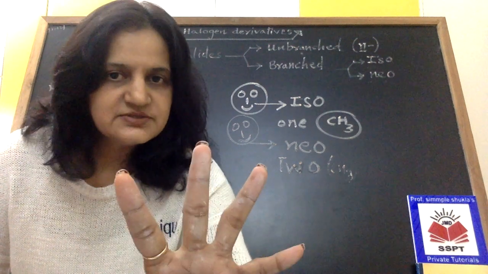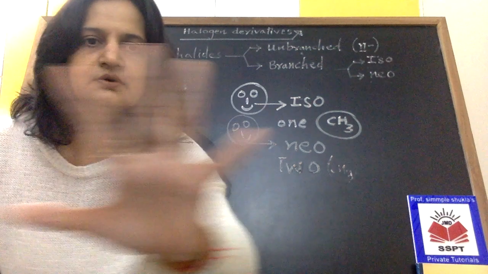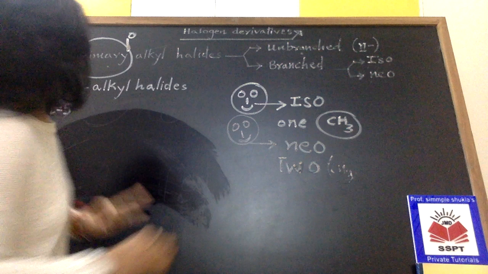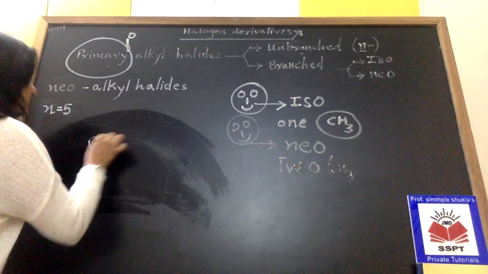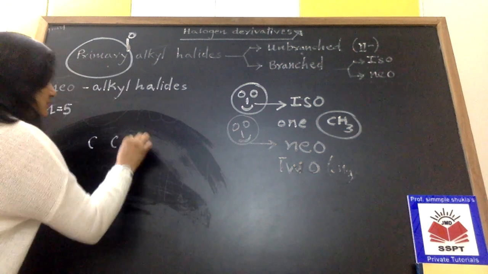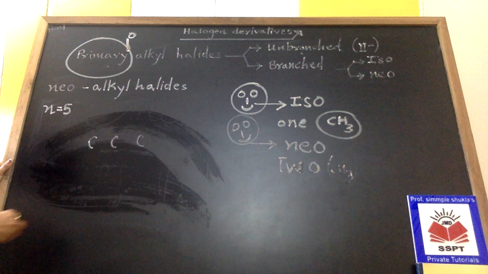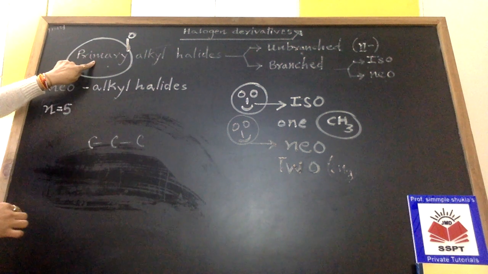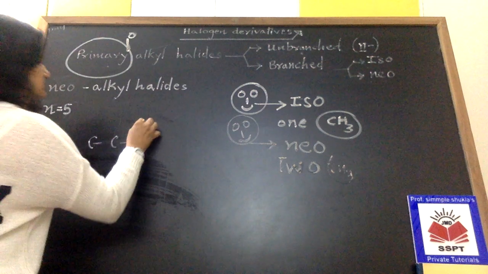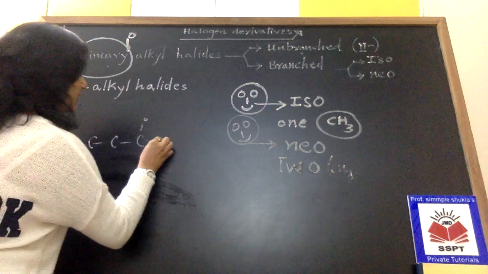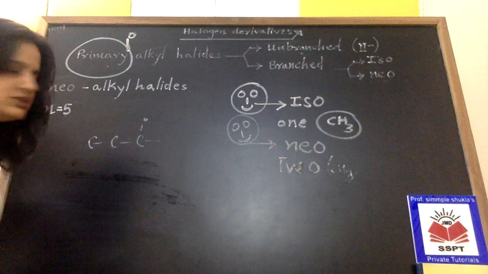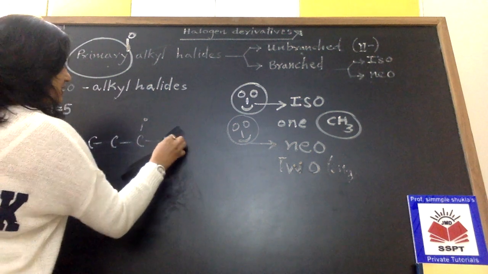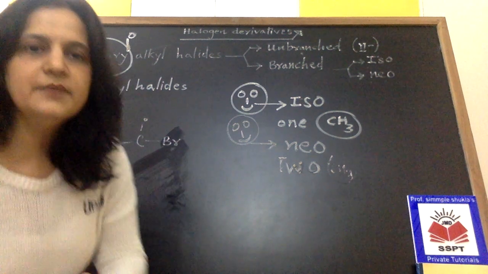So 5 carbons we have. I'm keeping 2 for the branch, 3 in the straight chain. So 1, 2, 3 in the straight chain. It is a primary alkyl halide, where the halogen is on the primary carbon. So on the primary carbon we write a halogen. Which halogen? Let us write bromine, the bromine atom.